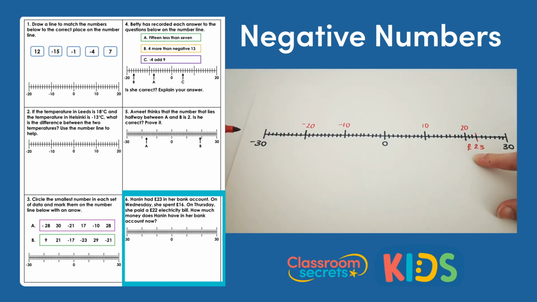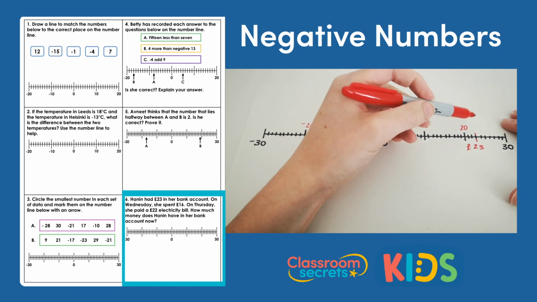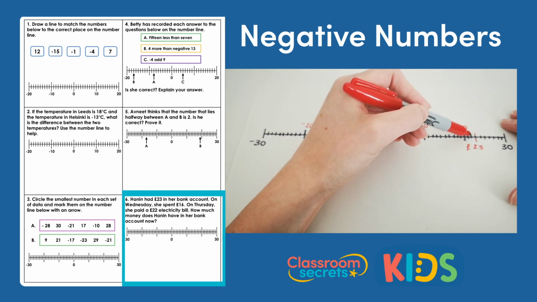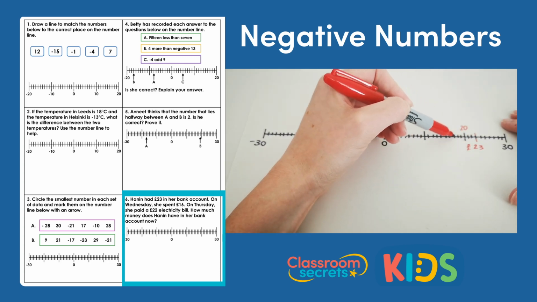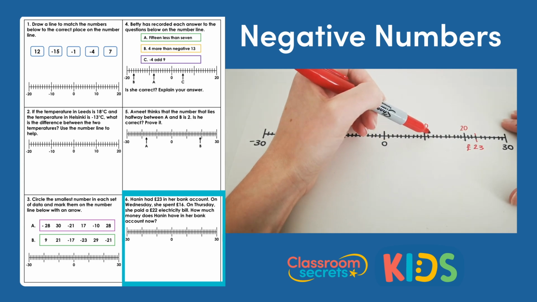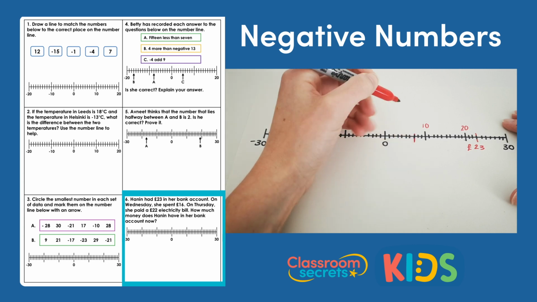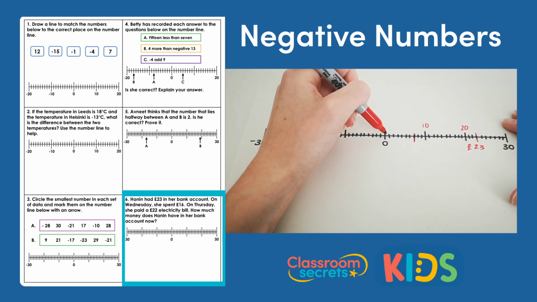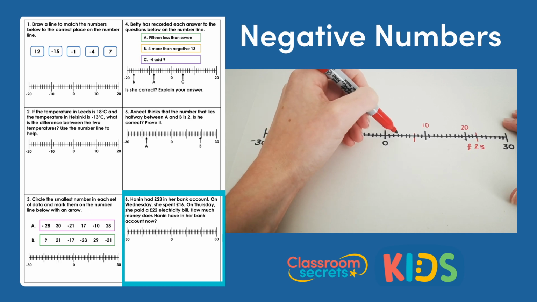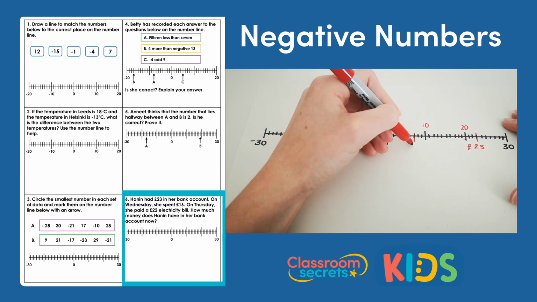She spends £16, so that means £16 is taken out of her bank account. £16 is taken away from 23. So we can use our number line to count backwards 16. 1, 2, 3, 4, 5, 6, 7, 8, 9, 10, 11, 12, 13, 14, 15, 16. So that's here. So that means after she spent £16 on Wednesday, Hanin has 1, 2, 3, 4, 5, 6, £7.